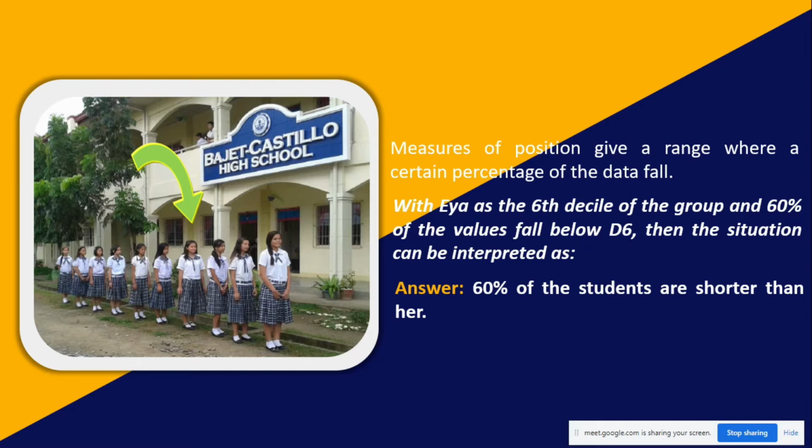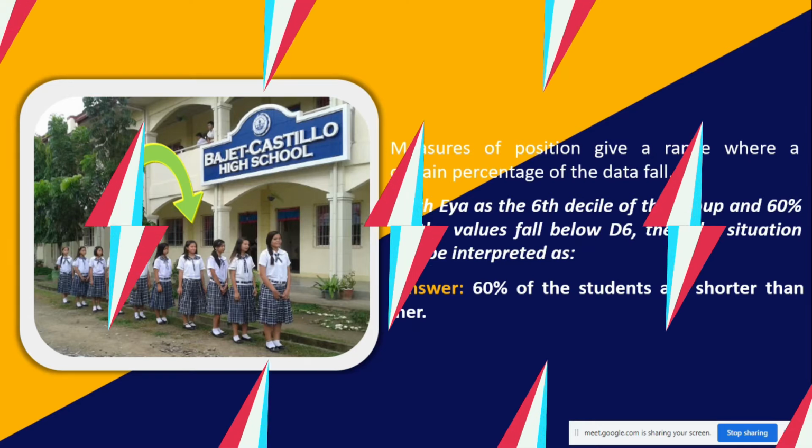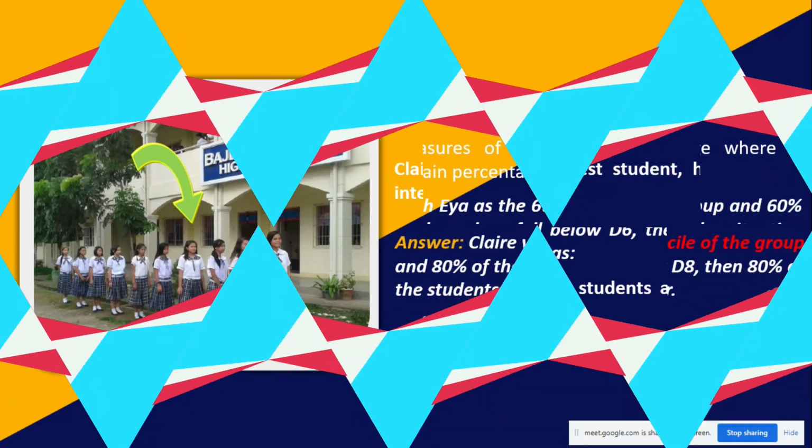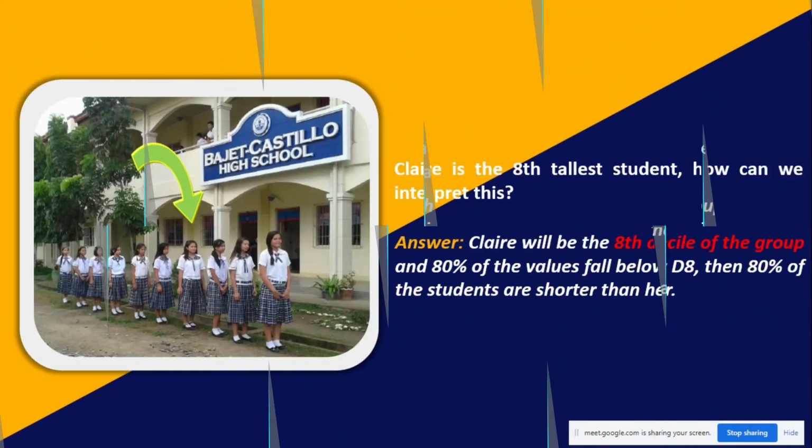Diba? Kung sa module 1 pa natin, pag 6th decile, 60% yan. Meaning 60% ng lahat ng data mas maliit pa sa kanya, less than or equal, while may 40% naman. So when Claire is the 8th tallest student, how can we interpret this?